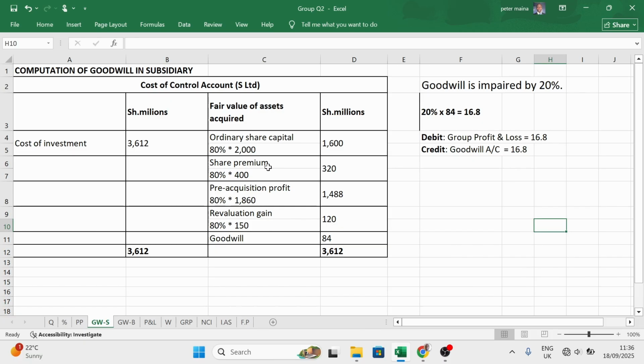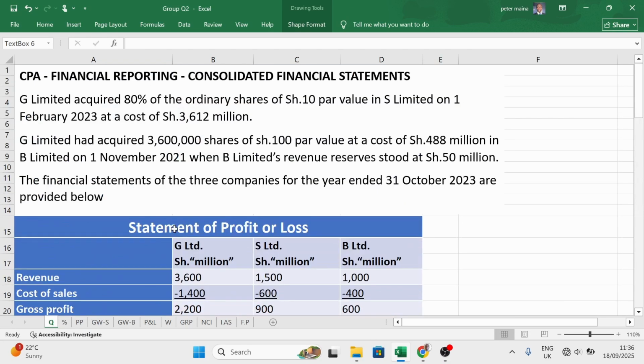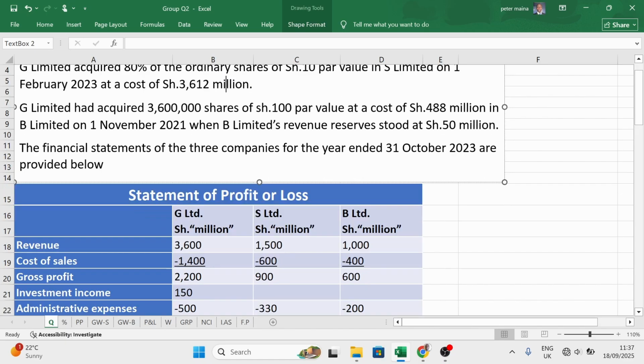So once you have shown all the items that are classified as equity, bring the cost of investment. The cost of investment is provided in the question. At the very beginning of the question, the first sentence, where we are given the date 1st February 2023, we are given the cost that G Limited spent to acquire S Limited, which was 3612 million. So this is the cost of investing in S Limited.